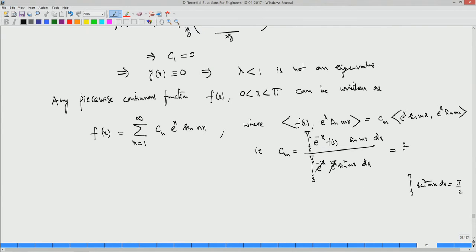So Cm is 2 by pi, the integral from 0 to pi of e^(-x) f(x) sin mx dx. That is what your Cm is. So these are your Fourier coefficients for the Fourier transform with respect to these eigenfunctions. Now, this is your Fourier series.